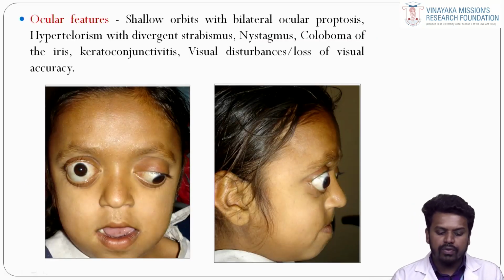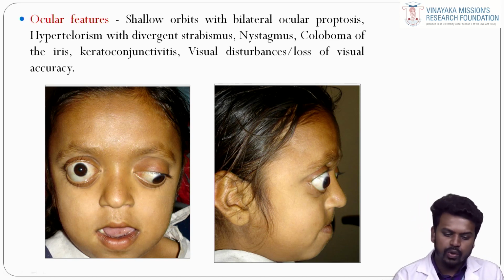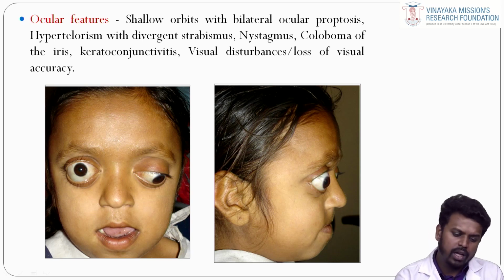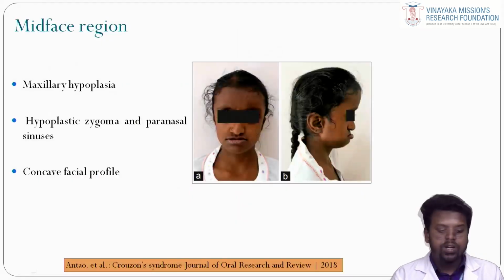Ocular features, which you would have seen in most patients in our hospital: shallow orbits with bilateral ocular proptosis and hypertelorism with divergent strabismus and nystagmus, coloboma of the iris, keratoconjunctivitis, visual disturbances or loss of visual acuity. You could see the bilateral ocular proptosis in this case, and also a coloboma of the iris.